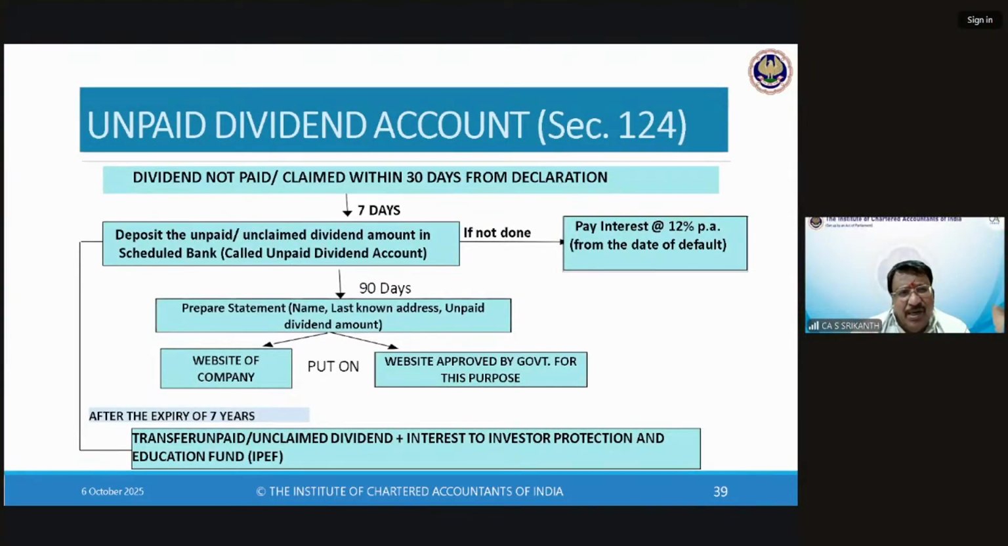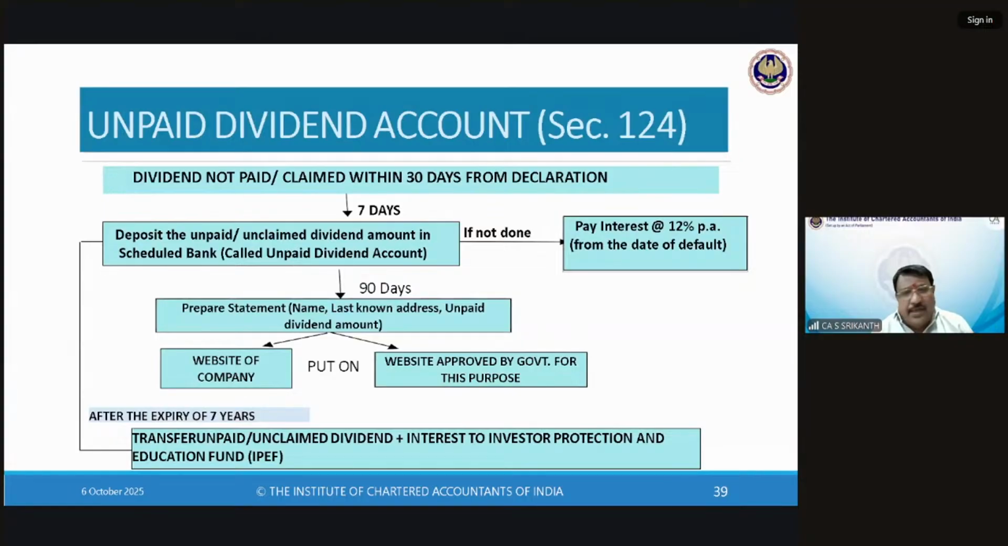Basically, when you declare a dividend, it has to be paid within 30 days. It may not be claimed, that's not my problem. But where a dividend is not paid, that is an offense. Even if you have not paid the dividend, you have to transfer it within 7 days from the end of 30 days.